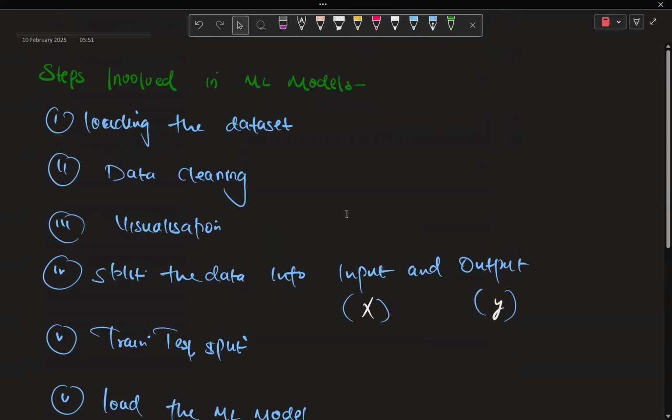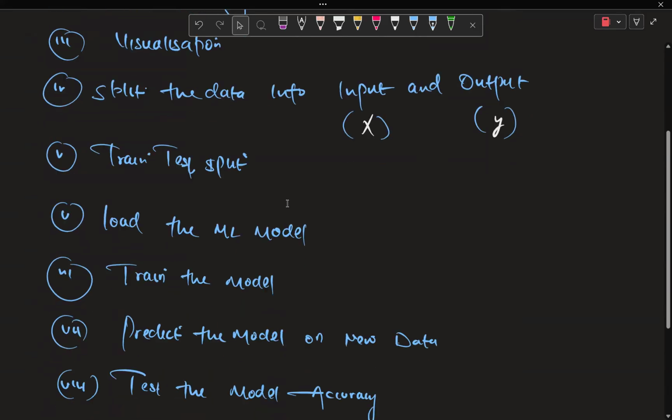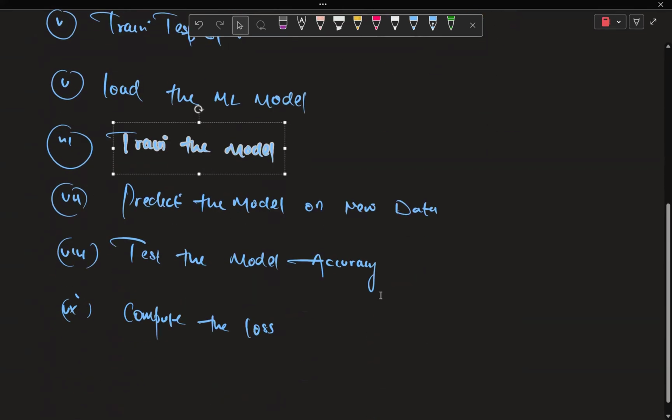Load your data set, data cleaning, visualization, splitting the data into input and output. Then train test split, load the machine learning model, train the model, and predict on the new data. Then whatever prediction your model has made, whether it is correct or incorrect, you have to validate the performance. And then you compute the loss and accuracies at the end. So these are some common steps involved in every machine learning model.